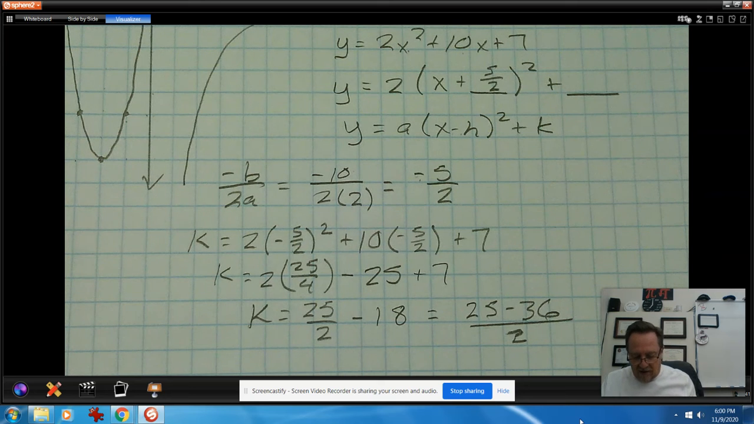Oops. Figure out how to turn my calculator on. The toughest part of the day, figuring out how to turn on my calculator.